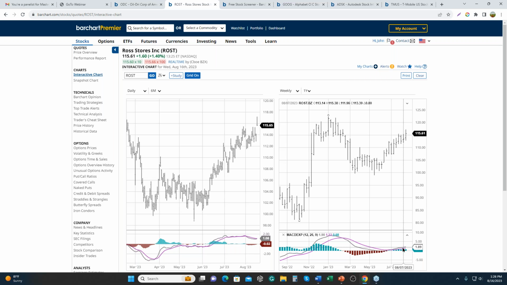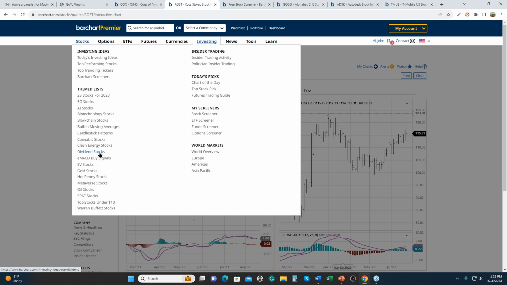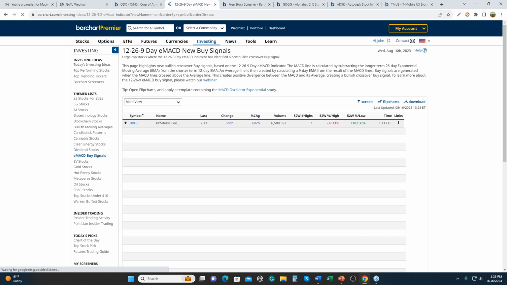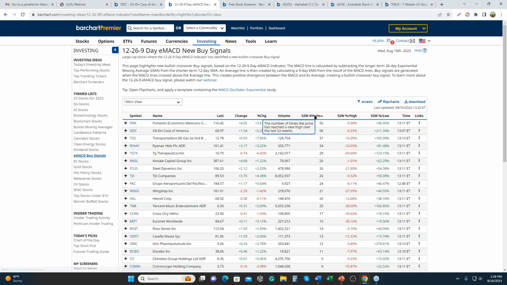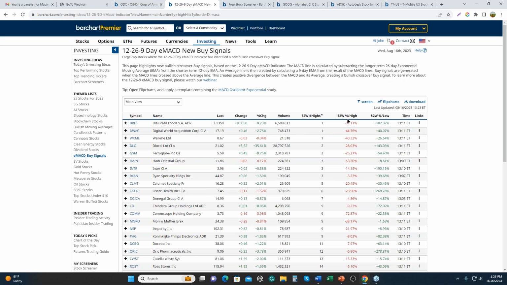Let's look at looking for those that have a bottom. So let me go back to our investing page, our eMACD buy, and we could maybe do the same process in reverse. Maybe we could say, hey, let's look at those that have not a lot of highs, or maybe a very far distance from your 52-week high, or maybe close to your 52-week low.